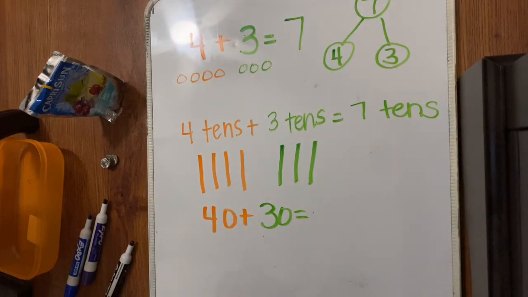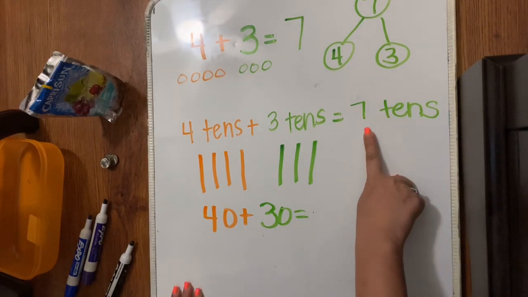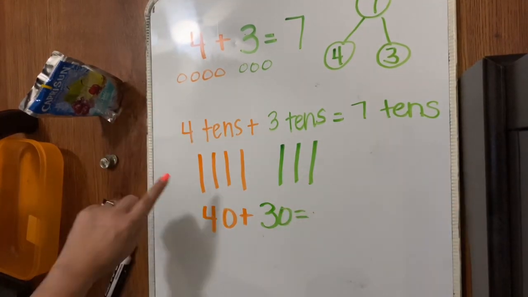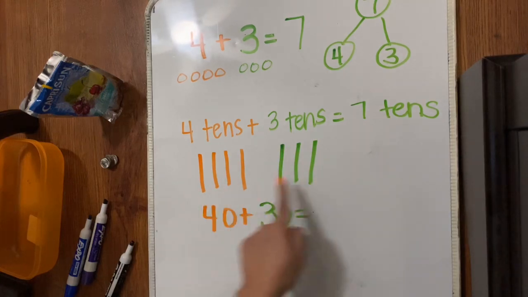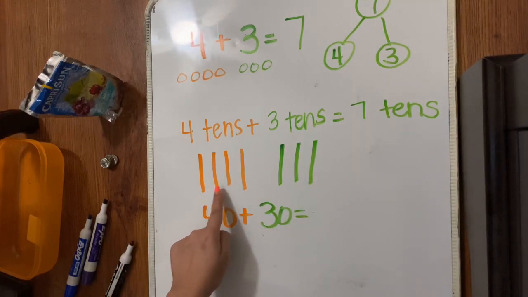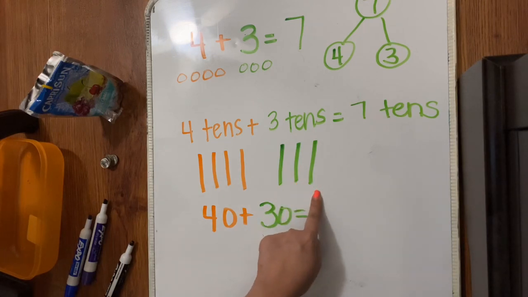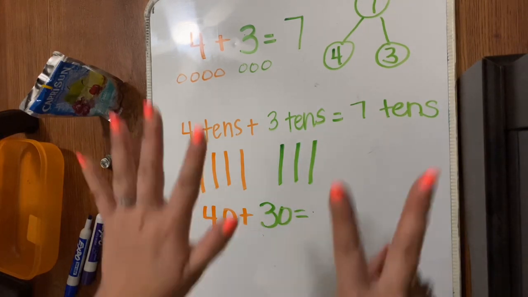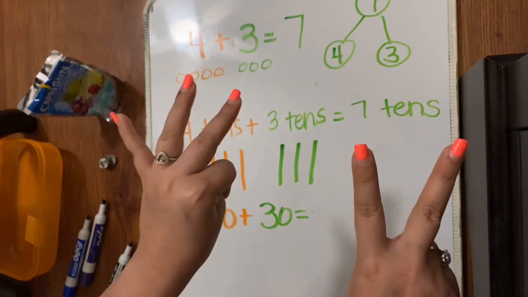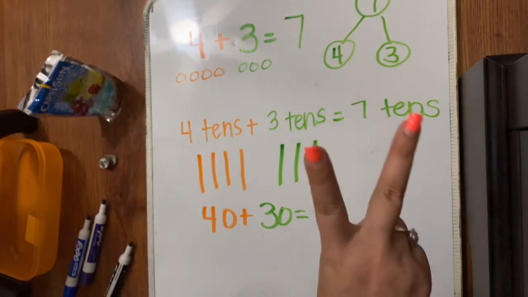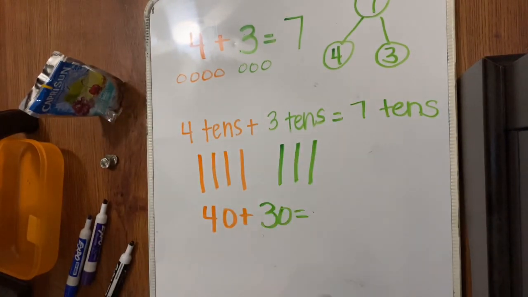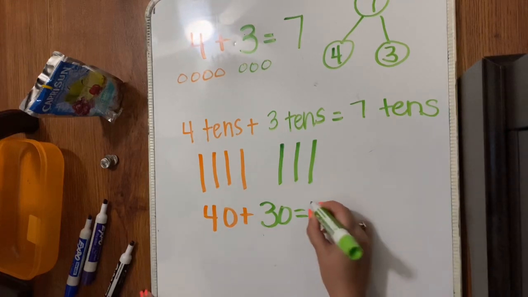But what does 7 tens represent? We can count by 10 7 times on our fingers, or we can count by 10 7 times using our picture. So you can do 10, 20, 30, 40, 50, 60, 70, or we can do it on our fingers. 10, 20, 30, 40, 50, 60, 70. So 40 plus 30 equals 70.